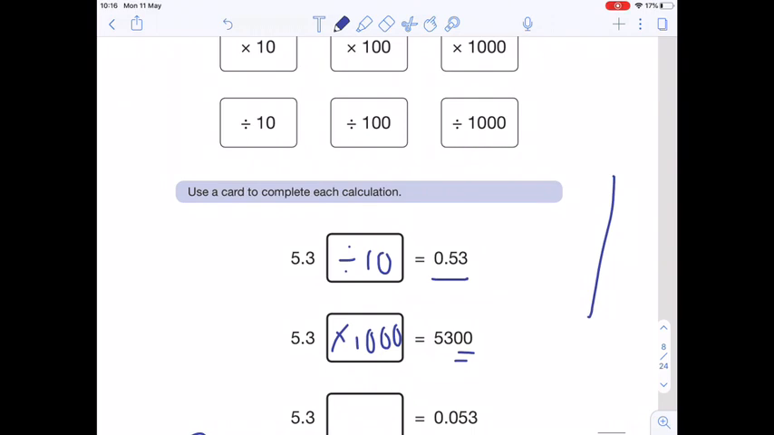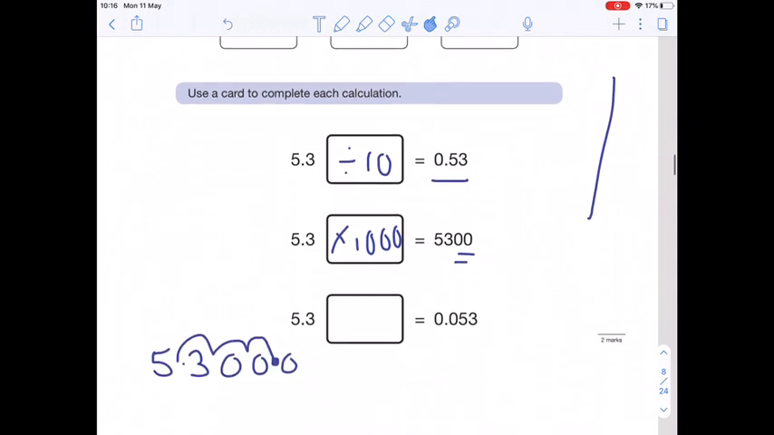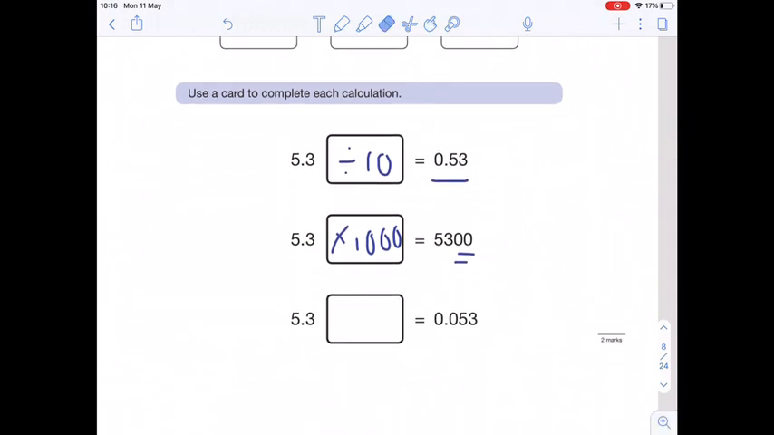And then finally, we're going smaller again, aren't we? We're going from 5.3 to 0.053. So 5.3, and I'm going to put a few zeros in front so I can count how many decimal places we've gone smaller. So I've gone 1, 2 places smaller, haven't I? So my new decimal point is there. I've gone 2 places smaller. I've made it 100 times smaller.